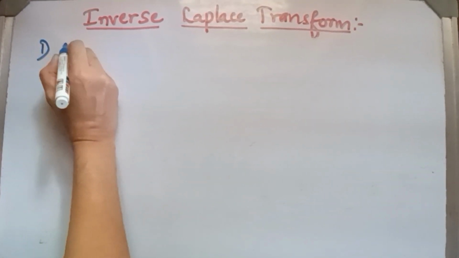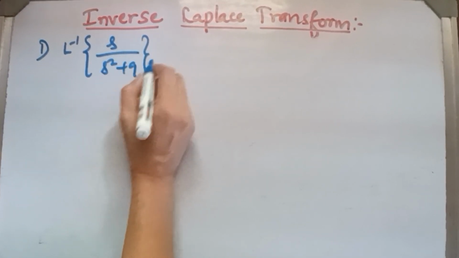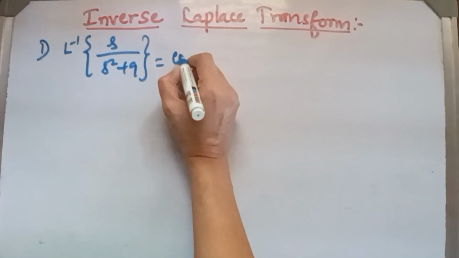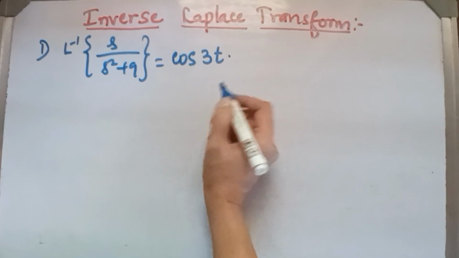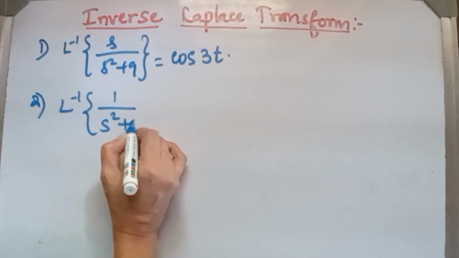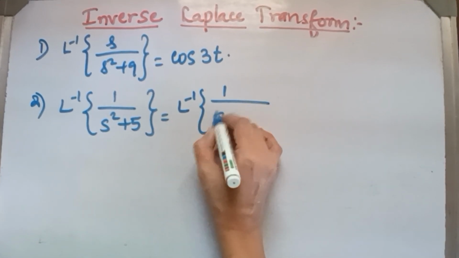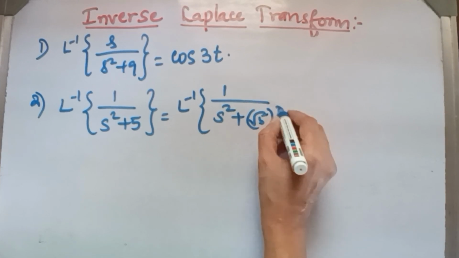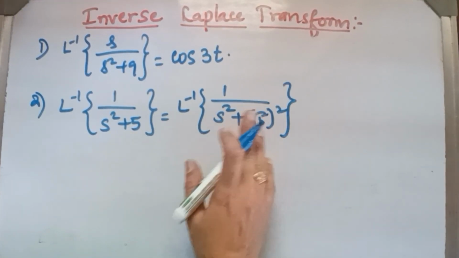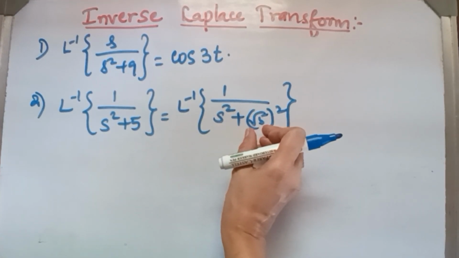Now see the first one, find inverse transform of s by s square plus 9. As per the standard function, this is for cos. So this is cos 3t. Similarly, inverse transform of 1 by s square plus 5. This I can write as inverse transform of 1 by s square plus root 5 whole square. Because we know that Laplace transform of sine at is a by s square plus a square. So this term should be as a square of some number. So I have written it like this.